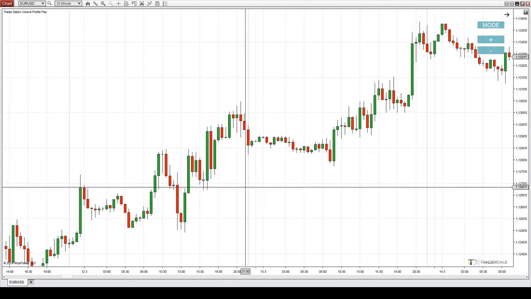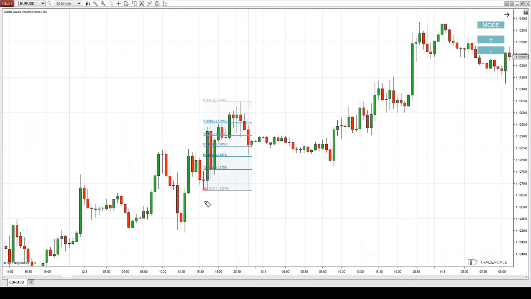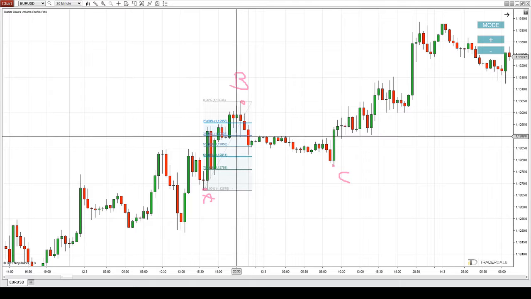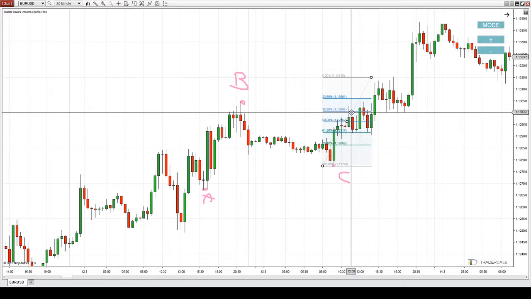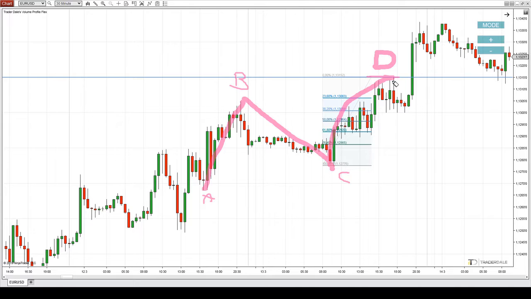And actually there's another one very close to it. It's this one. This is the A. This is the B. Now this is the C. This is the D. So A, B, C, D, and from there you go short.